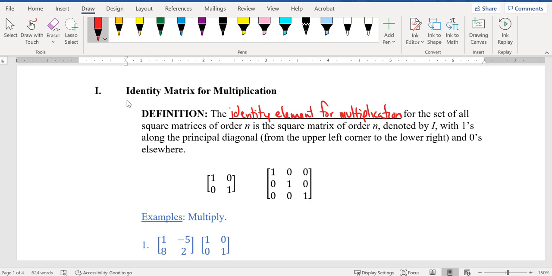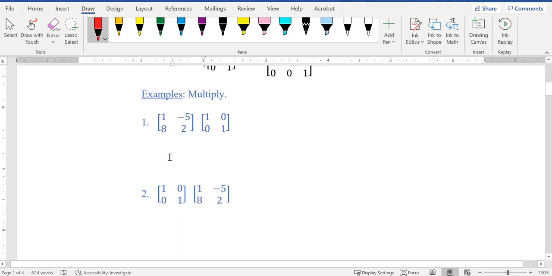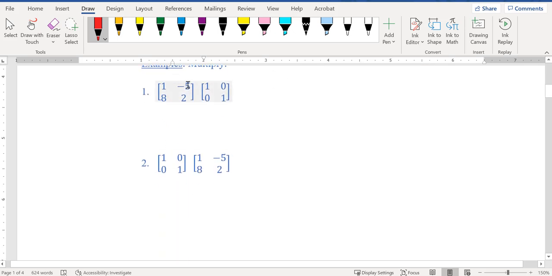The identity element is the square matrix of order n denoted by I. It kind of looks like a slanted one, but it's denoted by I, and it has ones along the principal diagonal. So down here, these are all ones down the principal diagonal, and zeros elsewhere. So I want you to go multiply these matrices. If you multiply the matrix 1, -5, 8, 2 by the identity matrix, what do you get?